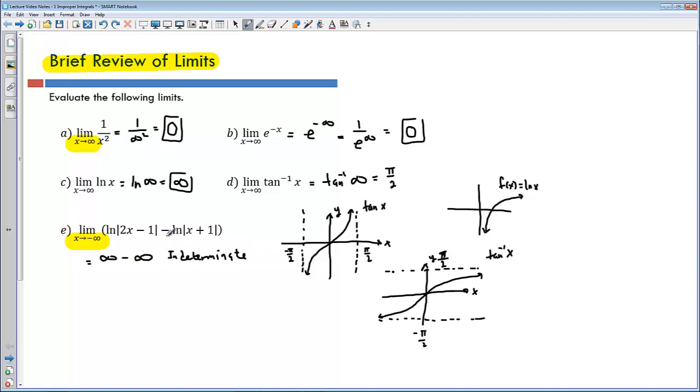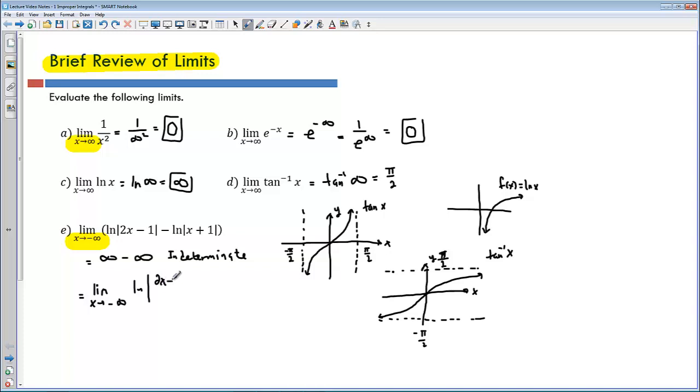So oftentimes when you have this, you have to do some sort of algebra or use some sort of algebraic property. In this case, we're going to use a property of logarithms. So when you subtract logarithms, you divide on the inside. So we actually can rewrite this limit to find out what it is. So x goes to negative infinity of ln of, and when you subtract, you divide on the inside, so we have big absolute value.